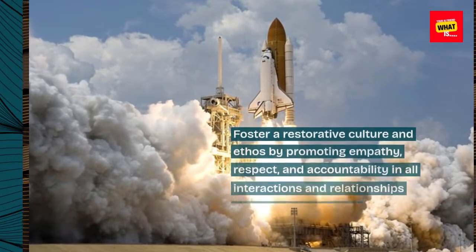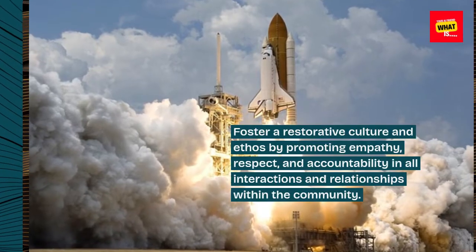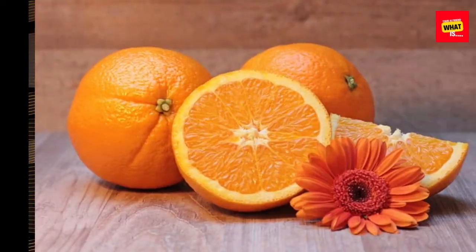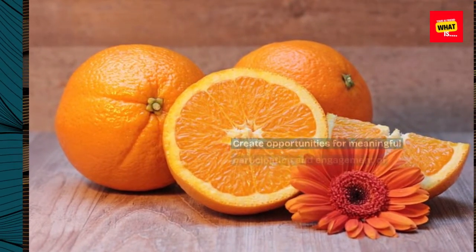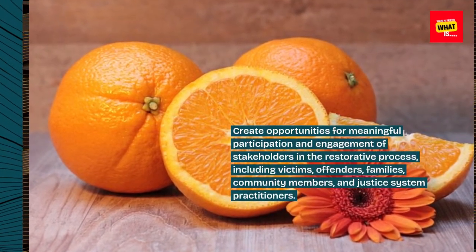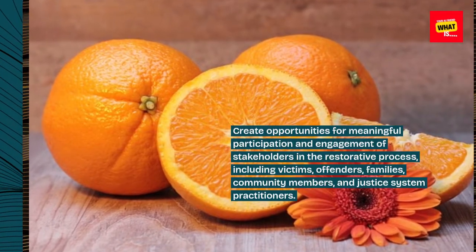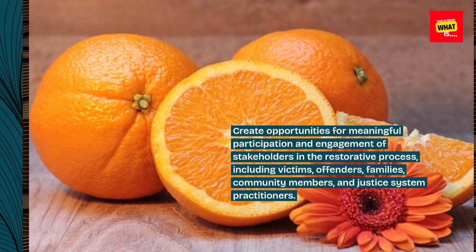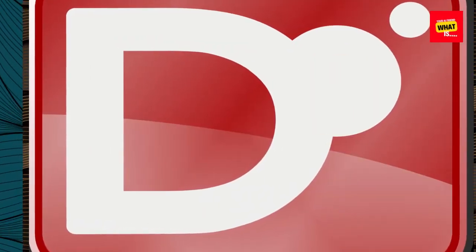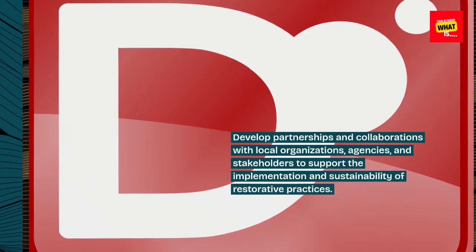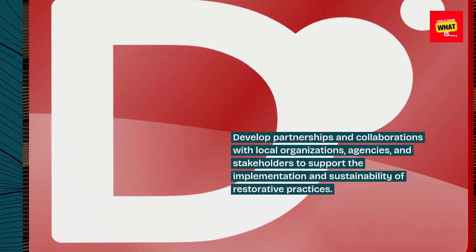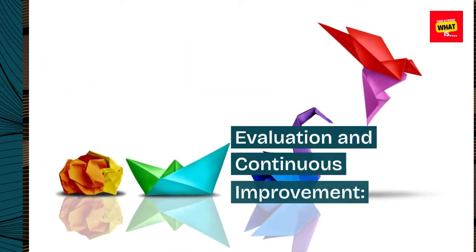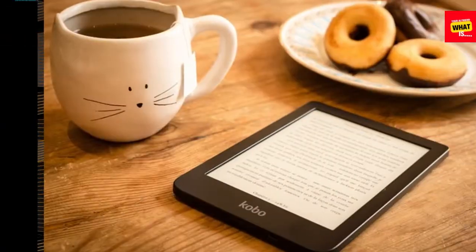Foster a restorative culture and ethos by promoting empathy, respect, and accountability in all interactions and relationships within the community. Create opportunities for meaningful participation and engagement of stakeholders in the restorative process, including victims, offenders, families, community members, and justice system practitioners. Develop partnerships and collaborations with local organizations, agencies, and stakeholders to support the implementation and sustainability of restorative practices. Evaluation and continuous improvement.